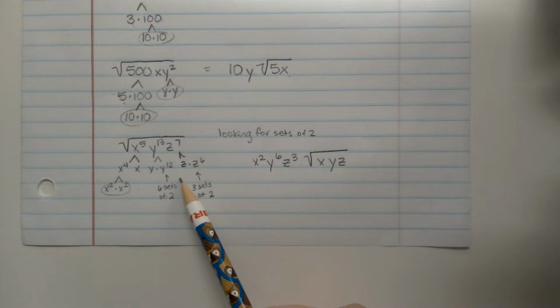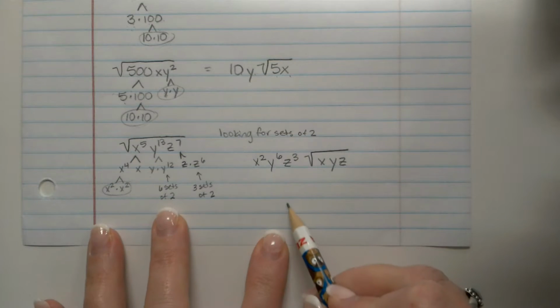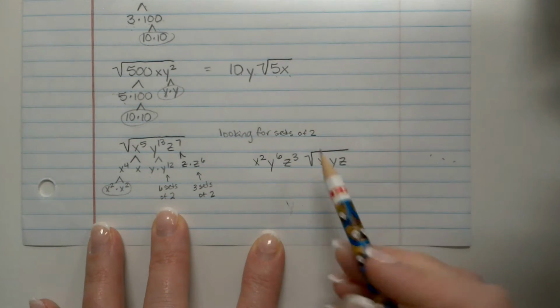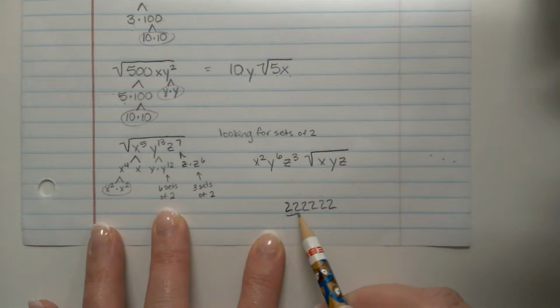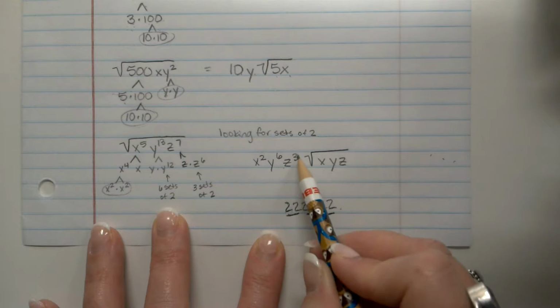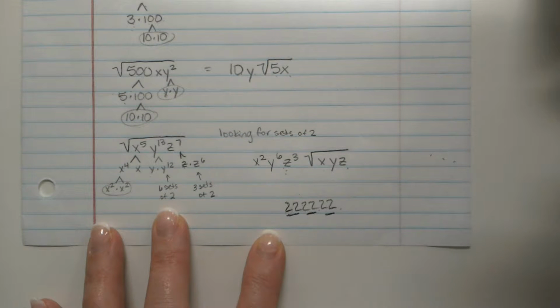Here I did the same thing with the z. There's 3 sets of 2. Okay, so z to the 6th is like z, z, z, z, z, z. Okay, so there's a set of 2, a set of 2, and a set of 2. So each of those gives me z cubed. There's a z that's left under the radical. Let's do a little bit more.